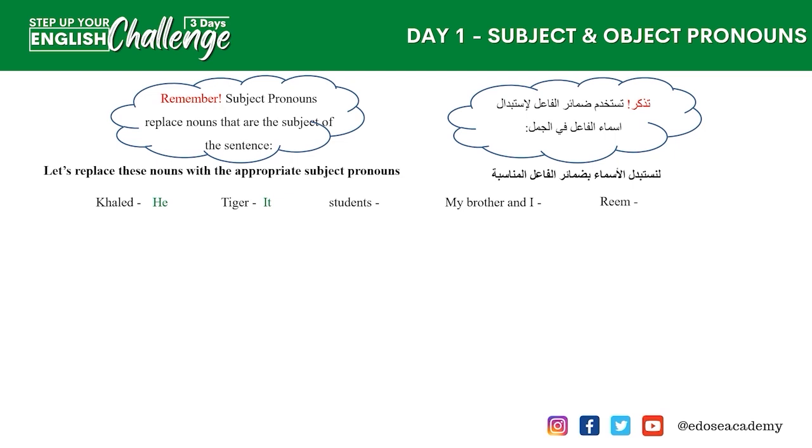Students, this is plural. In Arabic, plural. So we will use they. My brother and I. Now, this is also plural, but it's with me. My brother and I. We will use we. And Reem is a female, so we will use she.